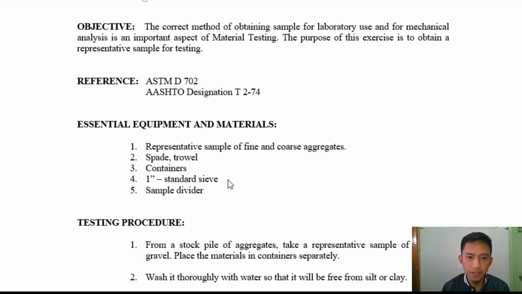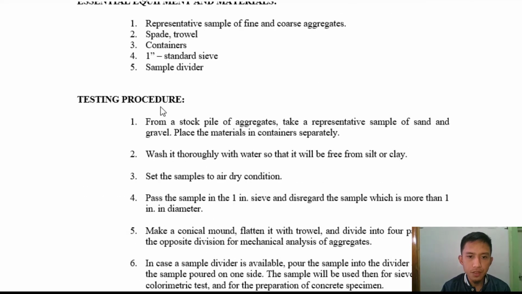So the testing procedure. First, from the stockpile of aggregates, take a representative sample of sand and gravel, and place the materials in containers separately. Or in this video, what I did is I got a raw aggregate wherein it is not yet separated into fine and coarse. But again, in case you are just testing fine, then you can just get fine. If you are just testing coarse, then you will just be getting the coarse aggregates.